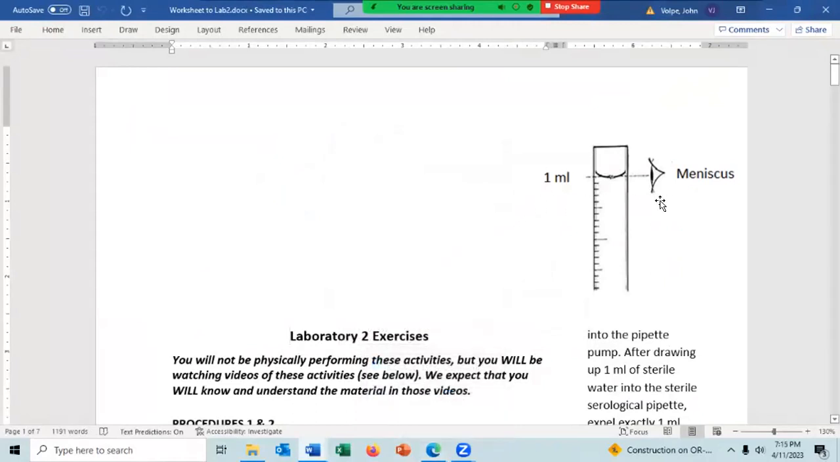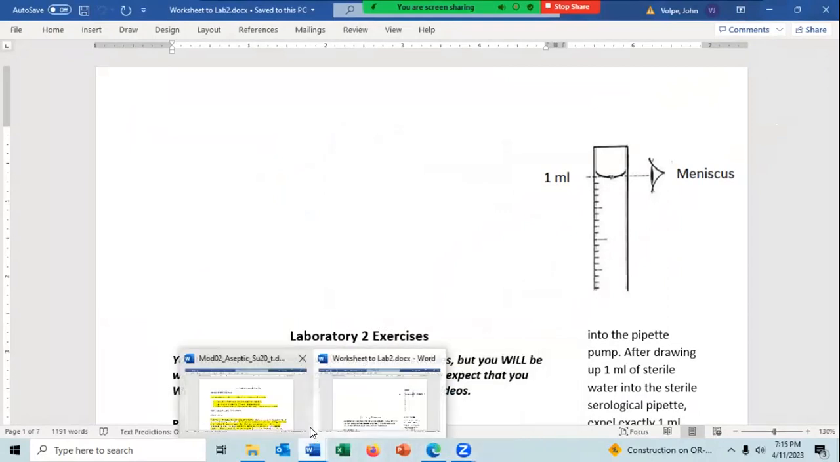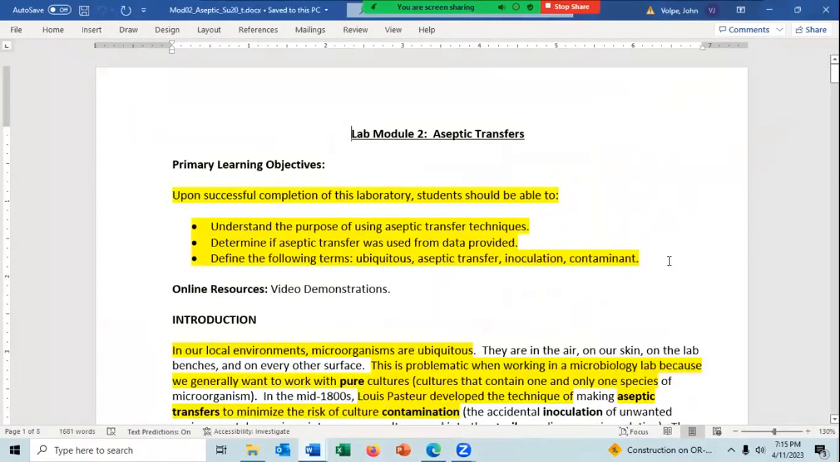All right. Lab 2, this looks like the worksheet. Lab module 2 on aseptic transfers. The primary learning objectives are upon successful completion of the lab, you should be able to understand the purpose of using aseptic transfer techniques, determine if aseptic transfer was used from the data provided, and be able to define the following terms: ubiquitous, aseptic transfer, inoculation, and contaminant.